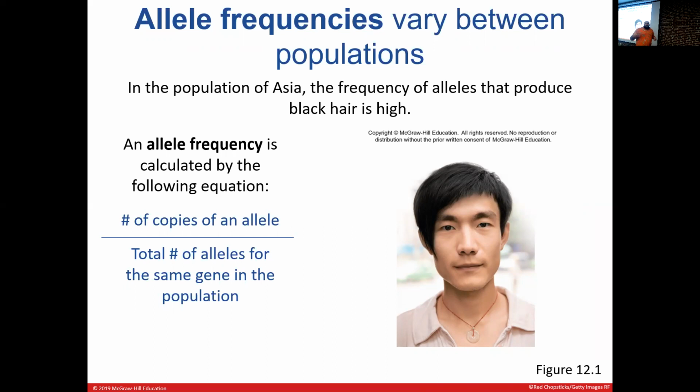So say, for instance, if we want to get away from human examples, if I want to know how many frogs have green skin versus brown skin, what you would do is calculate the total number of alleles for green skin over the total number of alleles in that population that code for either green or brown skin. And that's what will give you that difference.